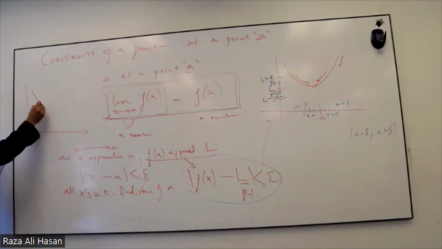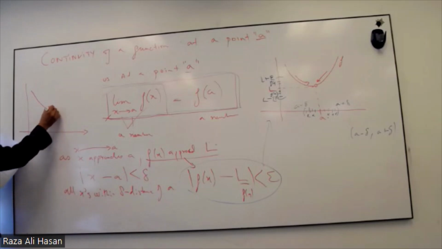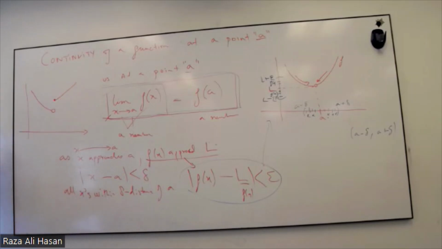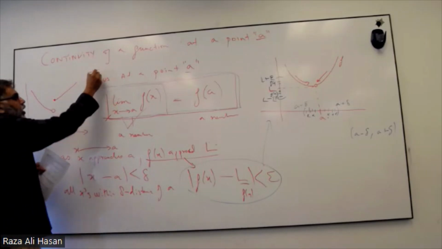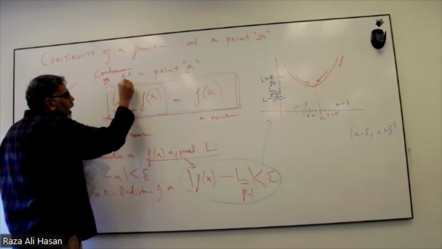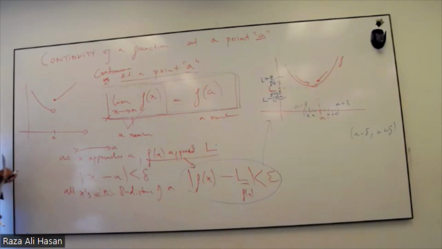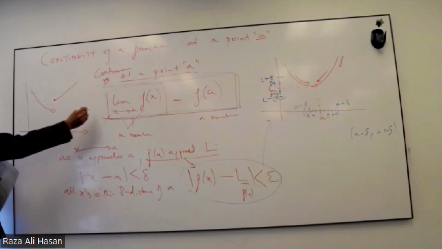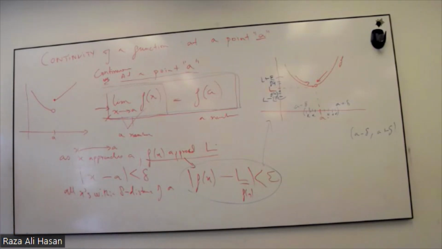Okay, here's another function f, and then we have the point a. Remember, we're dealing with whether a function is continuous at a point a right now. Now, this is a function. Does it satisfy this definition? Does this function have a limit?